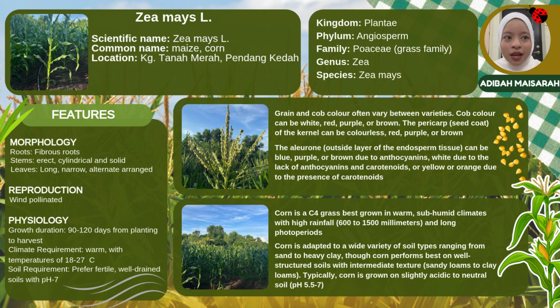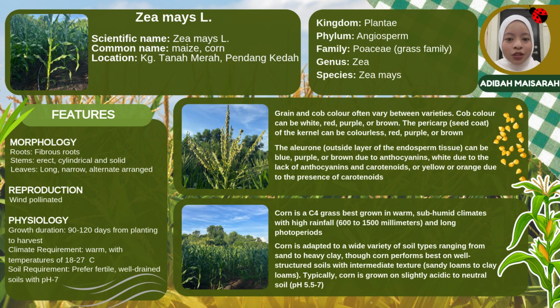The kingdom of this plant is Plantae, the phylum is Angiosperm, the family is Poaceae, the genus is Zea, and the species is Zea mays. What are the features of this plant? The morphology of this plant: first, it has fibrous roots, and then it has erect, cylindrical and solid stems, and its leaves are long, narrow and alternate. How does it reproduce? Mostly this plant reproduces through wind pollination.